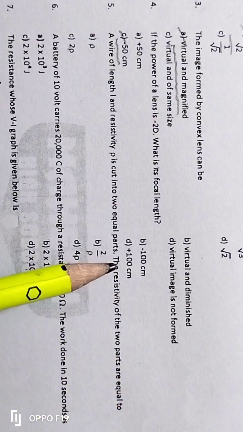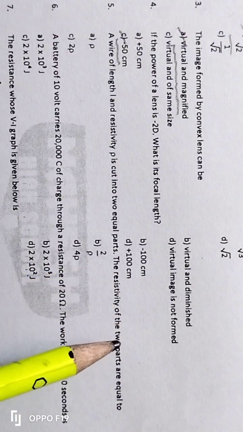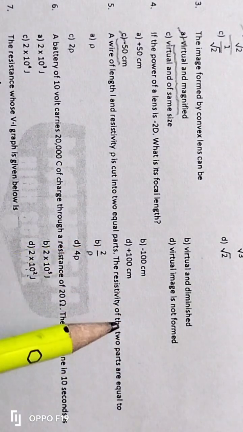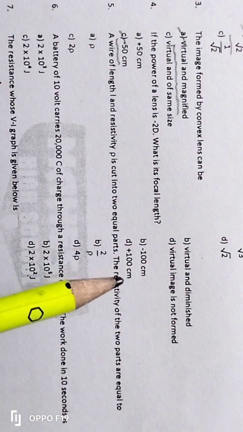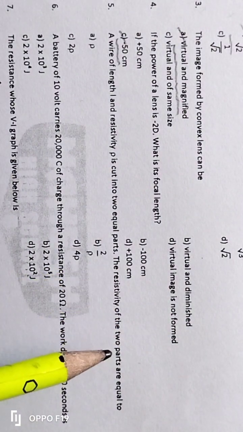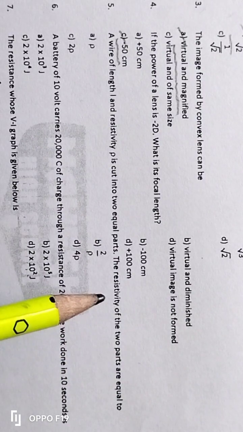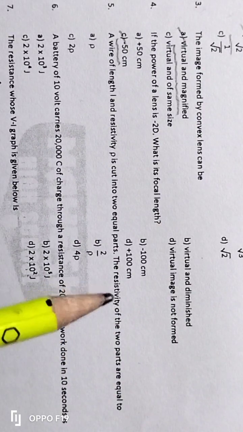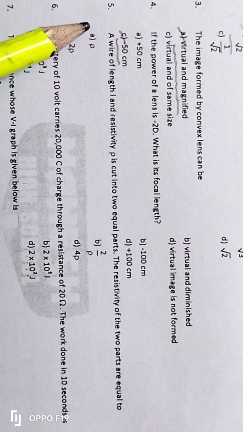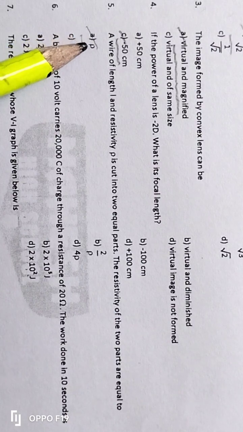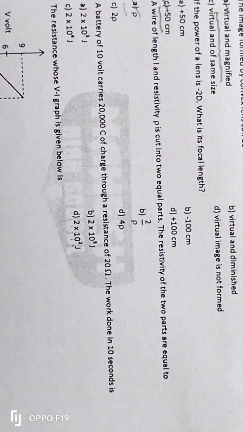Since the material is same, even if you cut it into 100 pieces, the resistivity won't change. Even if it is cut into two parts, each part will have the same resistivity. Therefore option A, that is rho, is the answer.